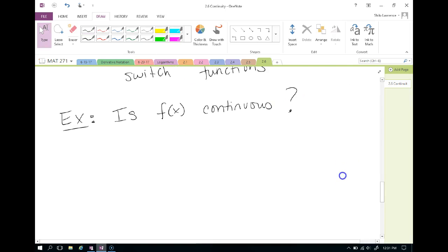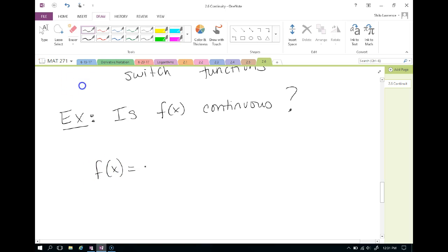So we want to know, is f of x continuous? And f of x is going to be a piecewise function. So let's say that f of x is x squared minus 2x for all the x values less than or equal to 1. And then it's 3x plus 5 for all the x values greater than 1.